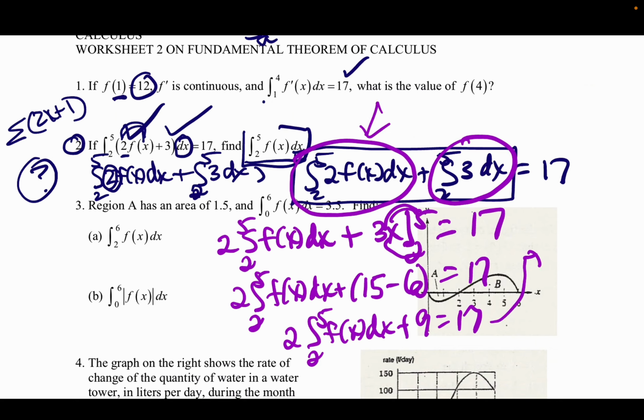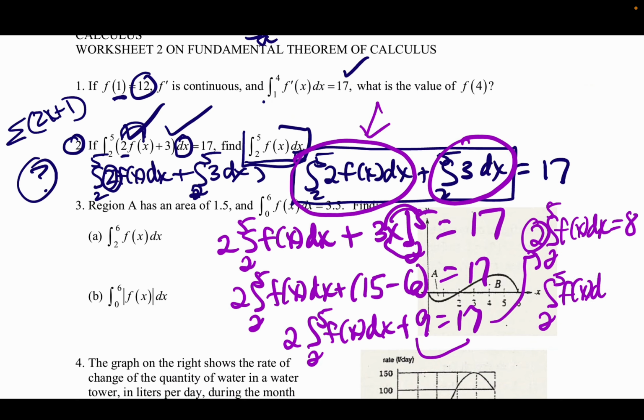So now I'm going to keep going. I have 2 times the integral from 2 to 5 of f of x dx equals, I'm going to subtract 9, so I get 8. And then I'm going to divide by 2. So now the integral from 2 to 5 of f of x dx, I actually know its value is 4. So you're working an algebra problem.